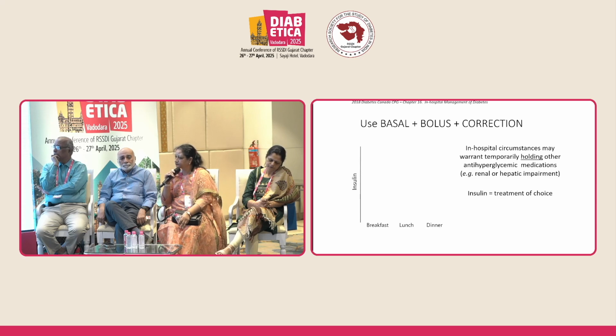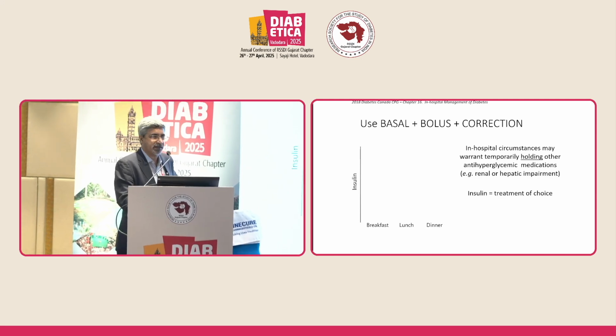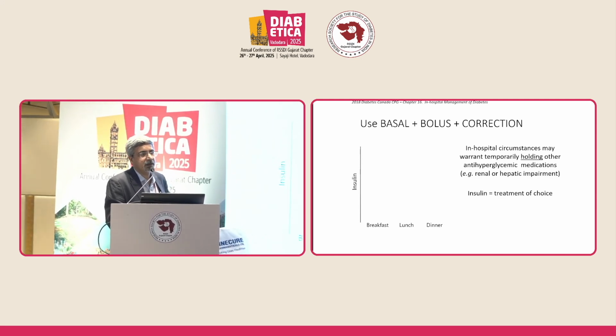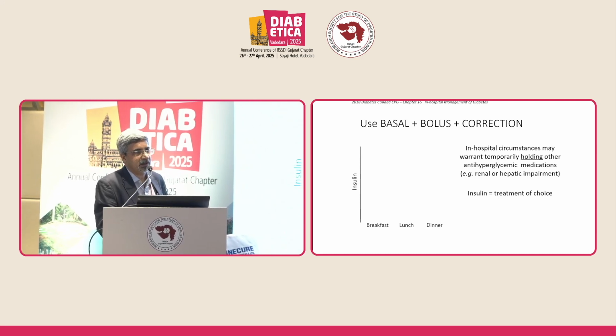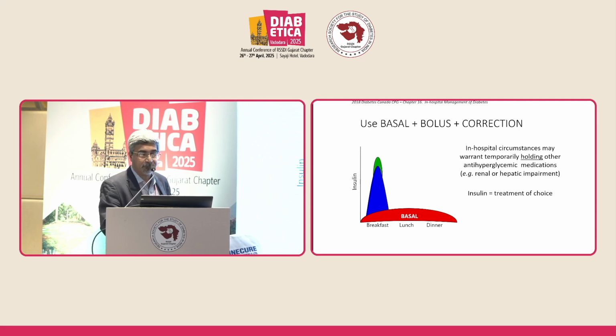So I think the message here is clear: whenever you are using insulin in hospital settings, particularly non-critical care settings, it is a basal, and if the patient is eating, then a nutritional bolus, which covers the nutritional requirements, and if required, then a correction bolus. How can we use it? This is basal. This is bolus, which will cover the nutritional requirement, and then correction, which will cover the high pre-meal glucose. How to calculate this, we will touch upon in subsequent slides.